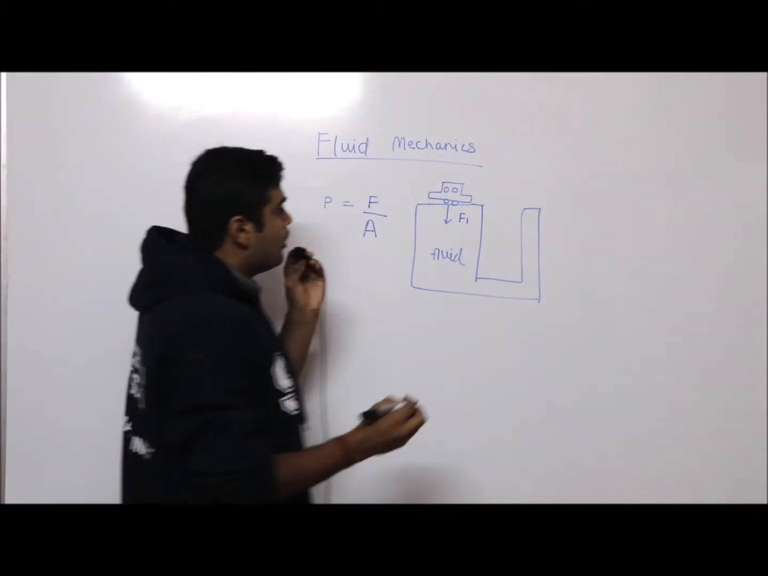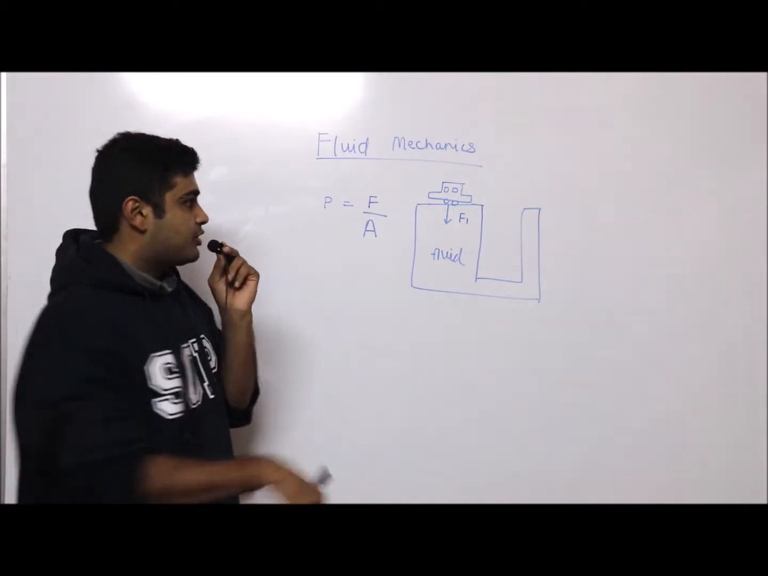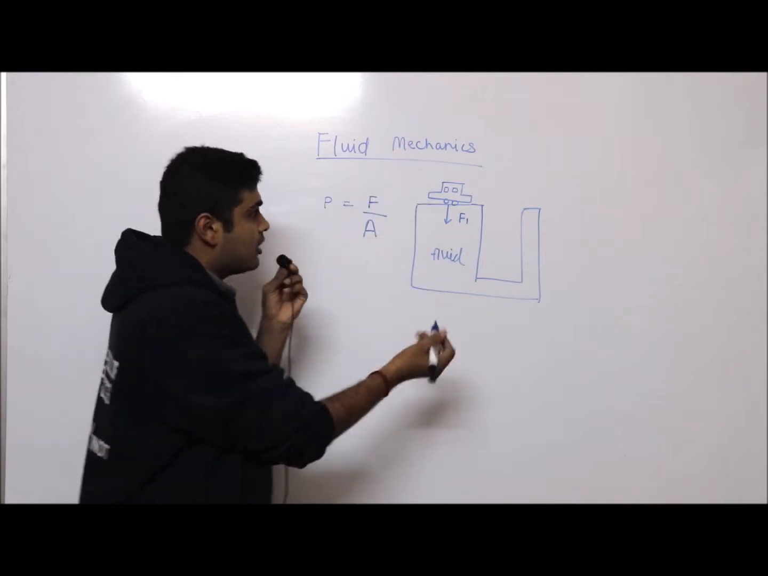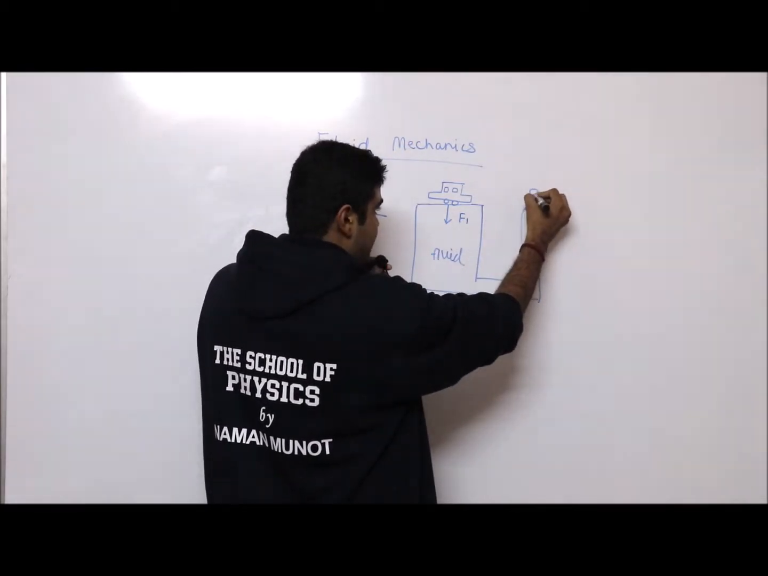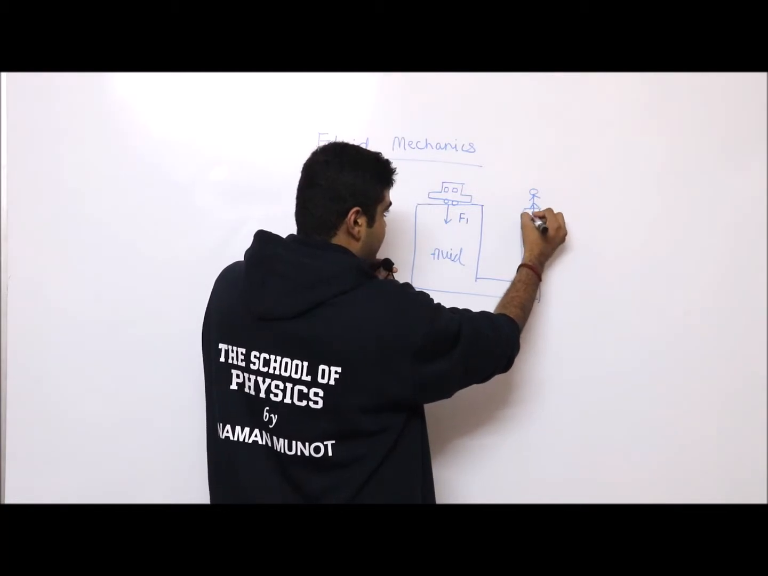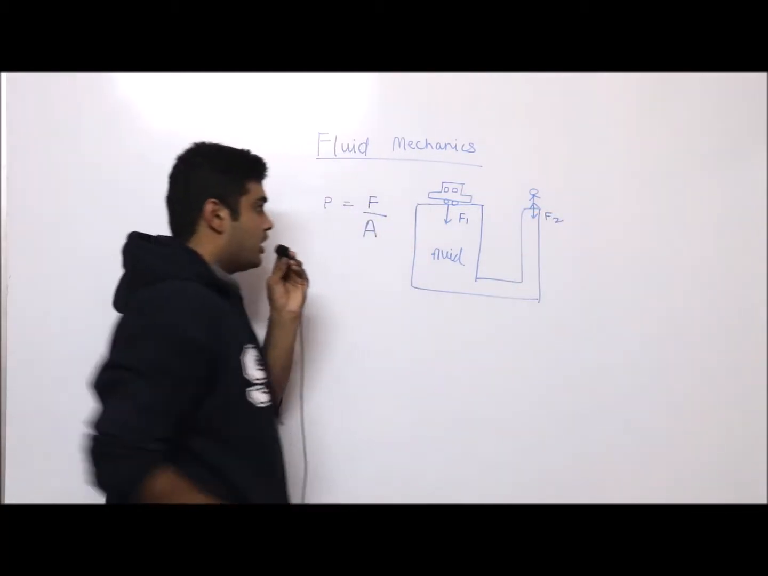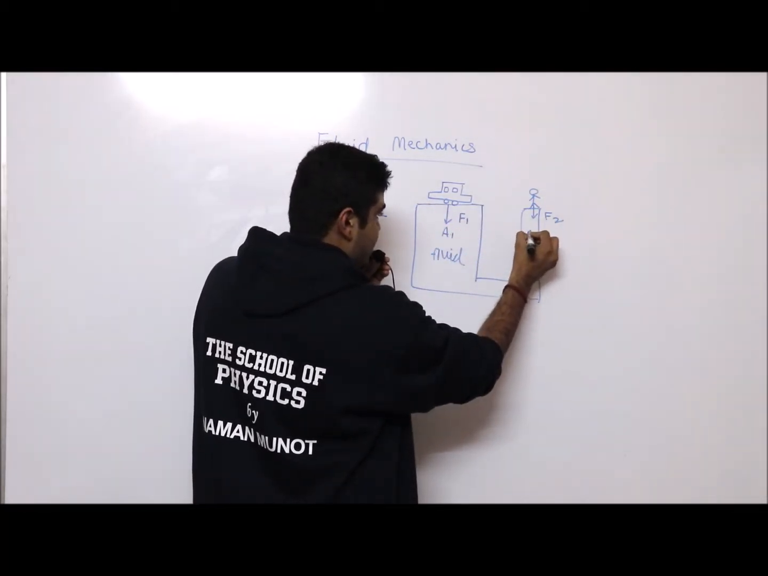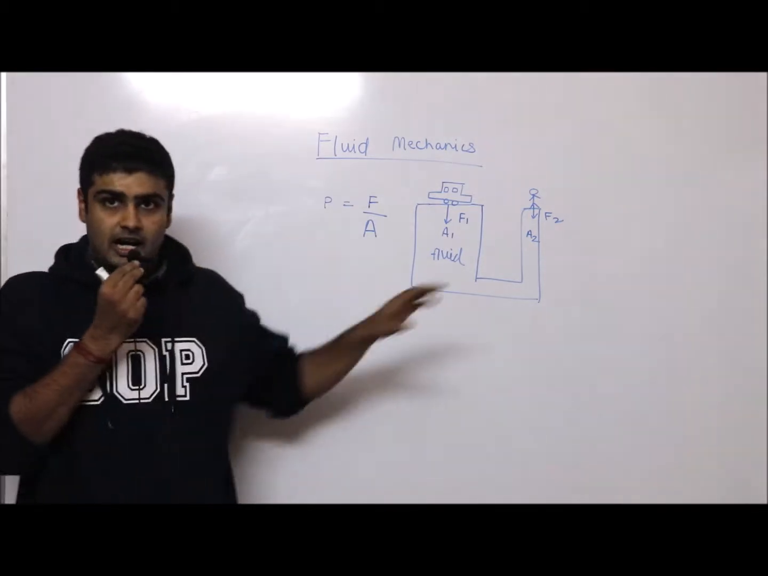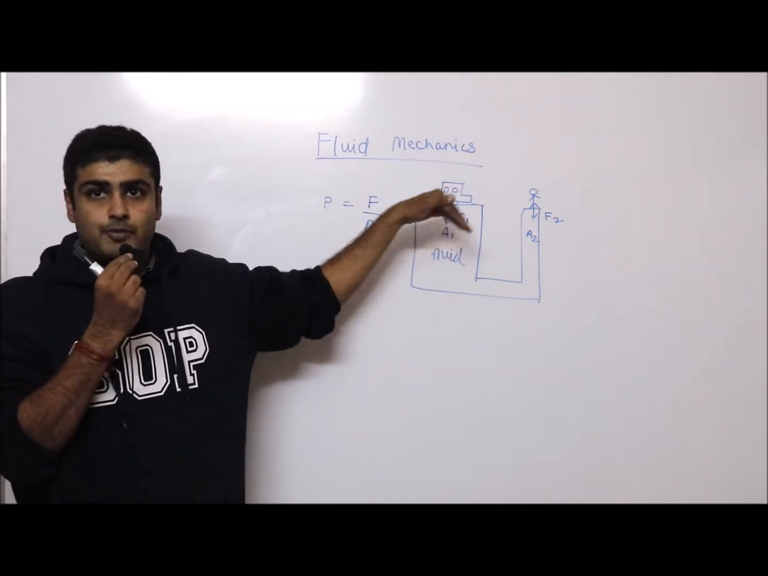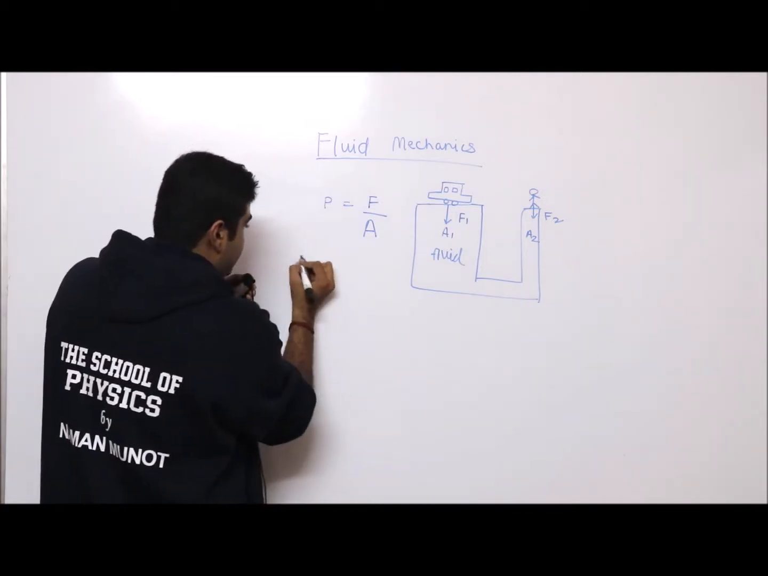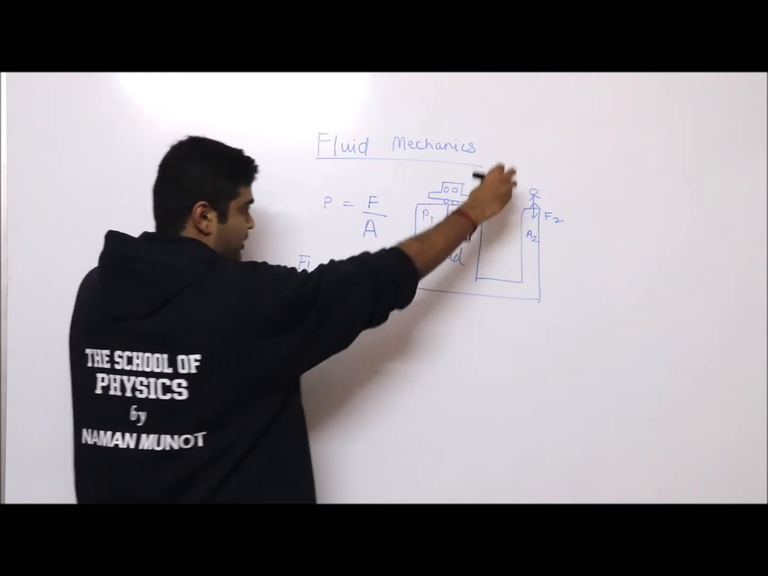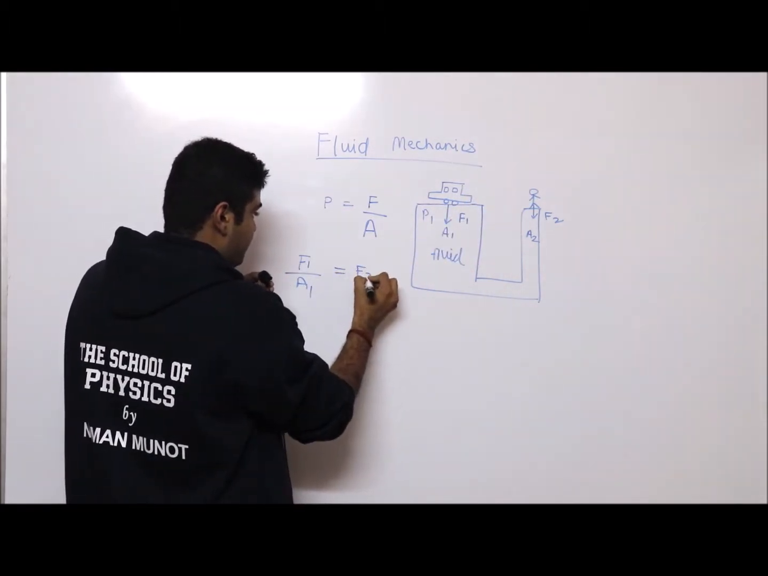Now for us to push this car upwards, we have to stand here. Suppose you stand here and the force that you apply, the weight, is F2. The area of this surface is A1 and the area of this surface is A2. When you are pushing this car, the pressure on both the sides should become equal. So we write F1 upon A1, which is the pressure, say P1, should be equal to F2 upon A2.